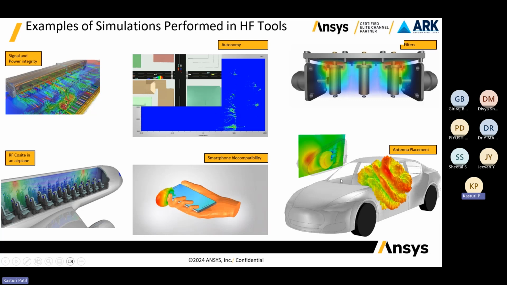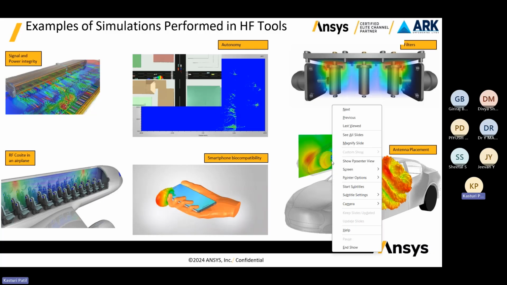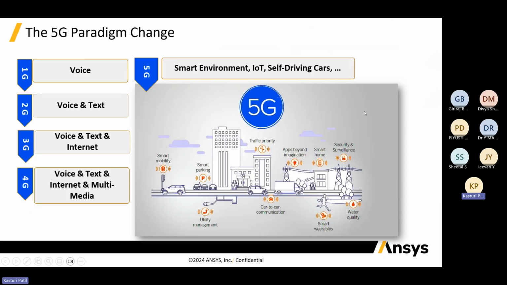And whenever a mobile comes in contact with the human body, due to that device, the human body should not get affected. That's why biocompatibility comes into the picture. And the last one is antenna placement on a particular car. Here also two different geometries are there. One is the antenna, the other is the car model, which are perpendicular to each other, and how this gain radiation pattern will change, that kind of scenario we can also see in HFSS.